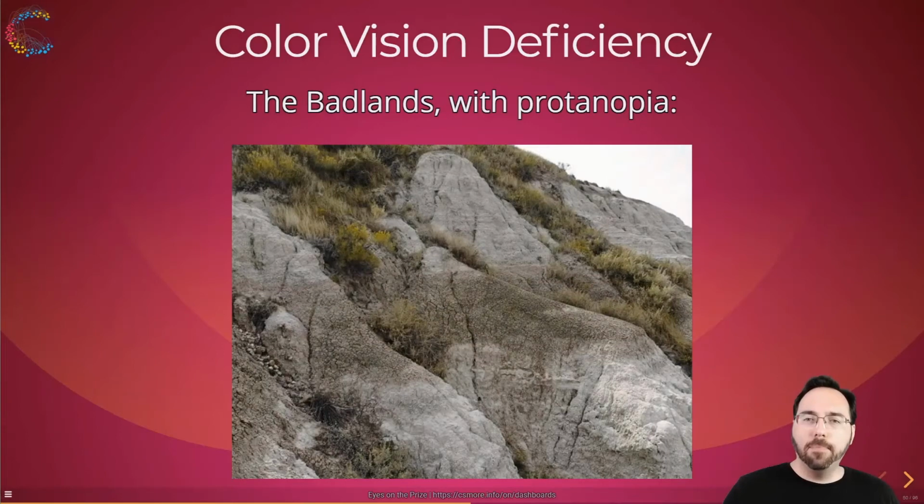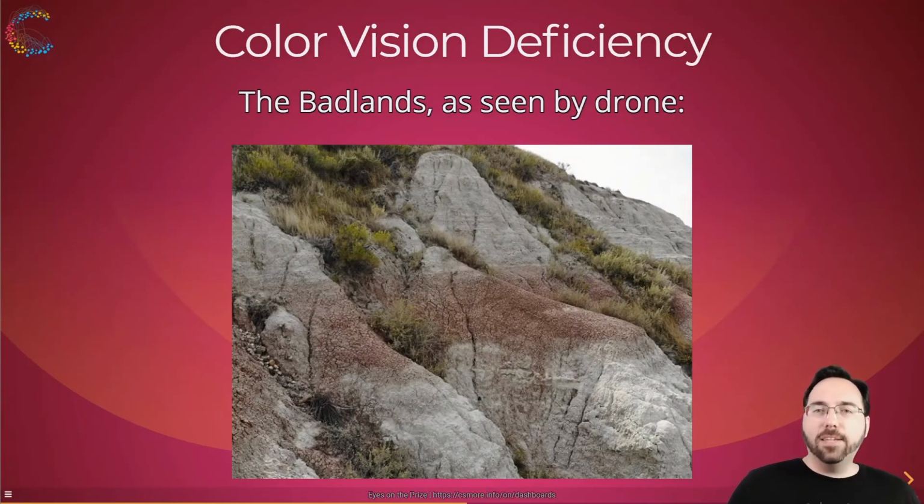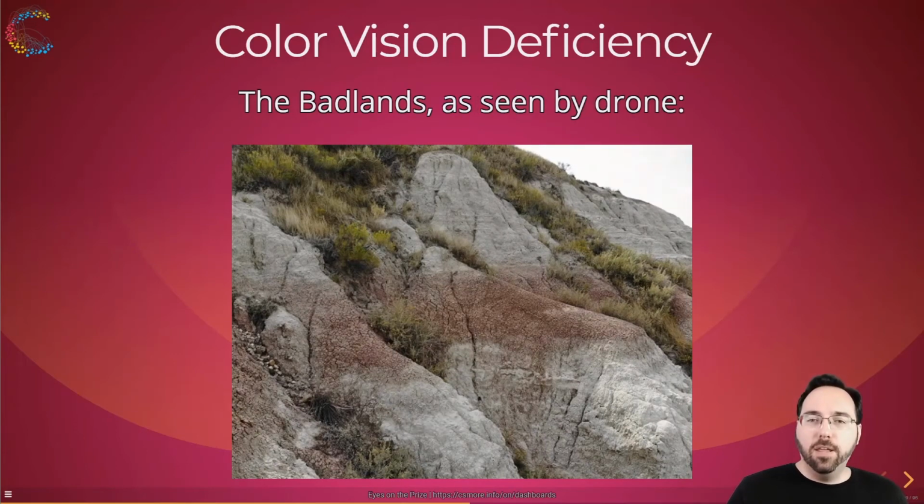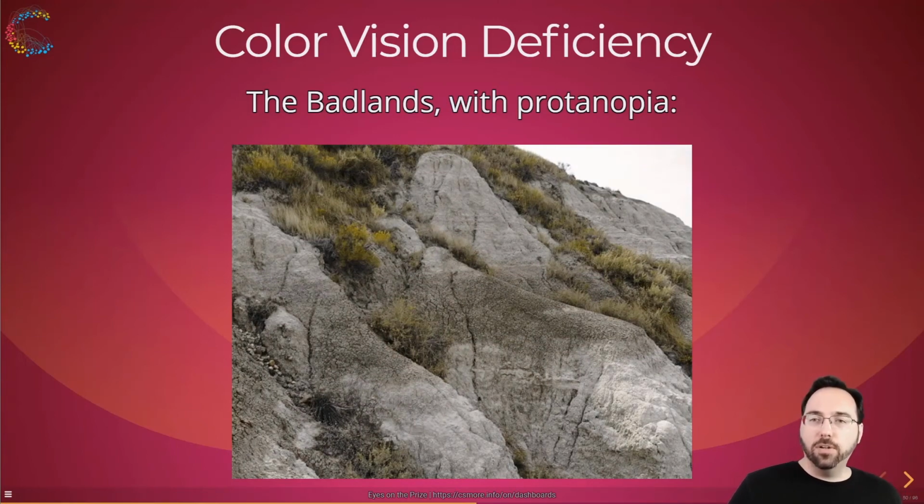Here's the reason why. This is the Badlands, as seen by a drone, the drone that I flew. We have a mix of colors. We have reds, yellows, greens. We have a little bit of darker colors, grays, and blacks. If you have protanopia, this is what it looks like for you. The red is gone. The green is muted. So coming back, we have green that gets muted into yellows and oranges, and the red is gone.